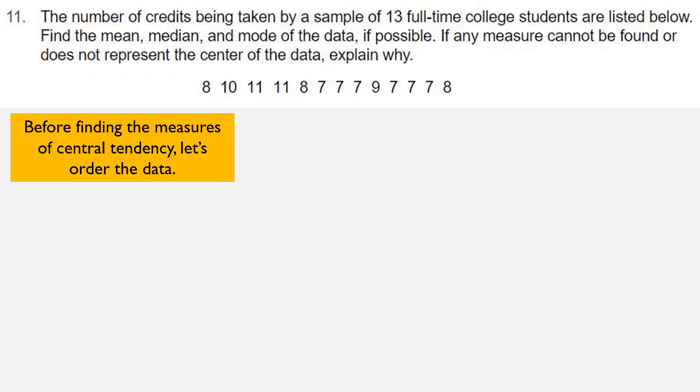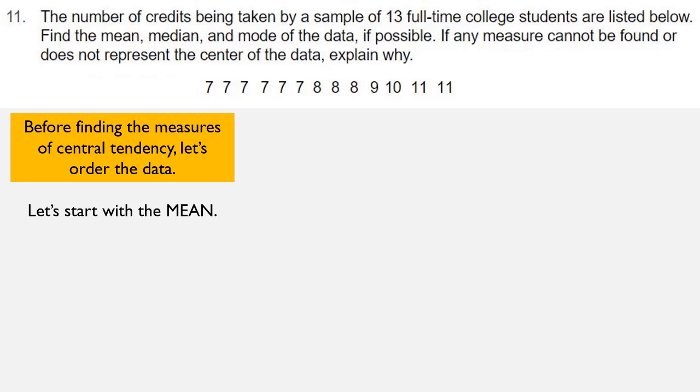So, before finding these three measures of central tendency, it might be a good idea if we put the data in order. So let's take this data set and order it, and it would look like this. Now, let's start with the mean. The mean, remember, is found by adding up all the data values and dividing by the number of entries.